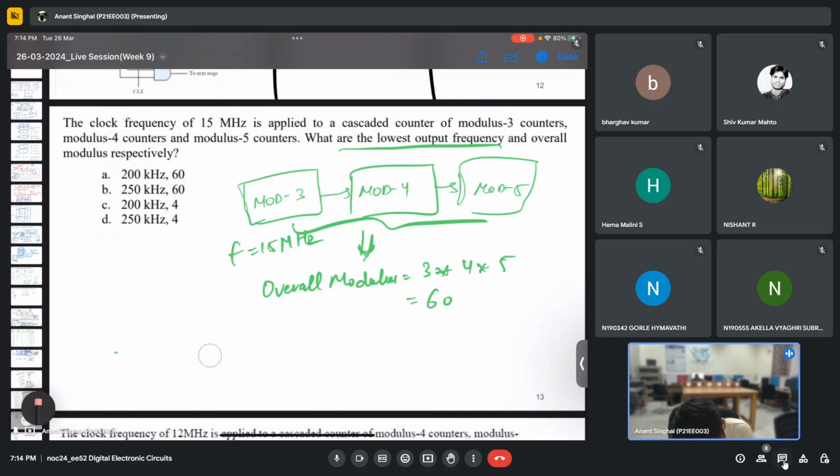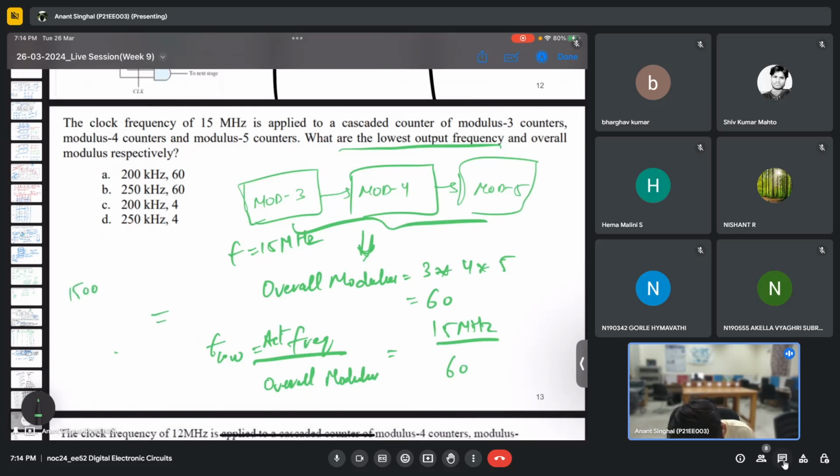So the frequency, let's say I'm denoting it f low, is calculated by the actual frequency divided by the overall modulus. This is a basic formula question. This might have already been taught in the class also. So the actual frequency is 15 megahertz, divided by 60 will be the overall lowest frequency, which will be 250 kilohertz. You can also check the calculation. So the final answer will be option B.